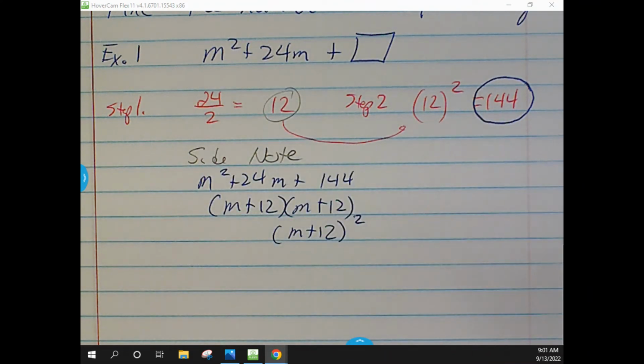Even if that had been a negative 12, what happens when you square a negative number? It makes it positive, right? So it doesn't matter whether the number is positive or negative, because you're going to square it, it's always going to come out to be a positive number. So that part really won't matter.